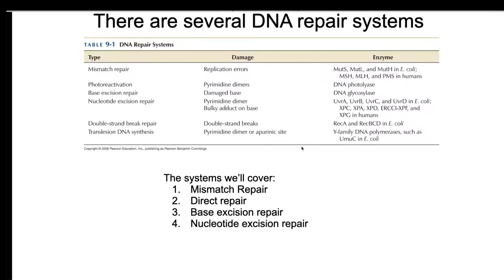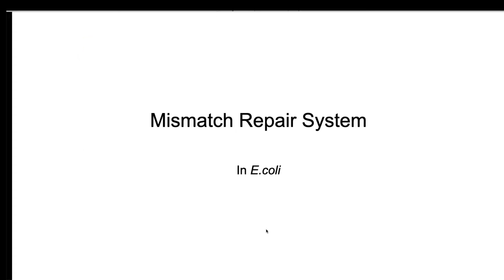There are lots of different repair systems, and we're not going to cover all of them in this class. What we're going to cover is mismatch repair, direct repair, base excision repair, and nucleotide excision repair. So let's take a look at some of these, starting with the mismatch repair system in bacteria, in E. coli.